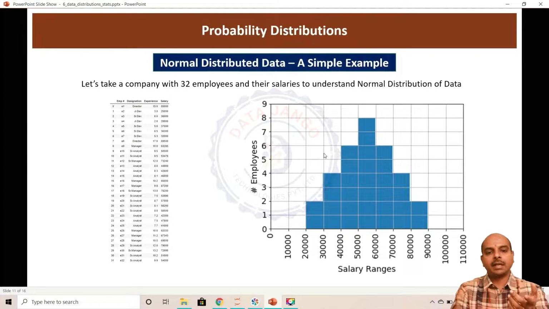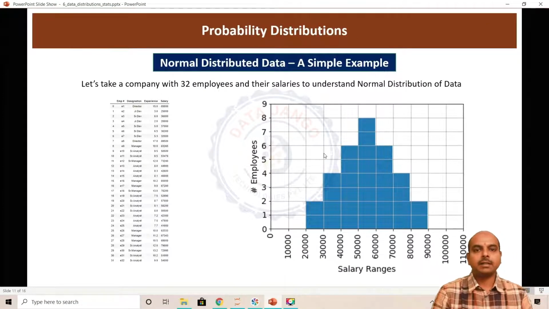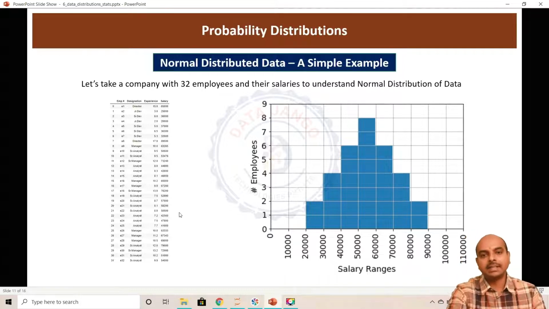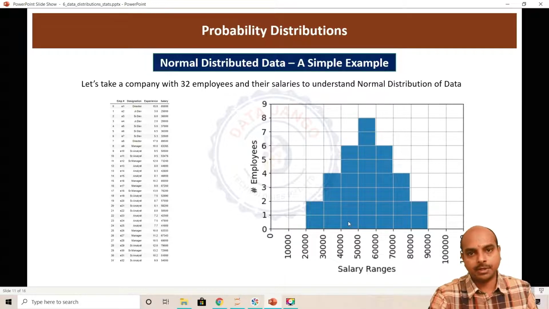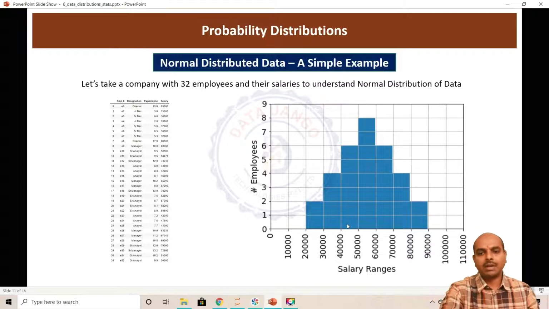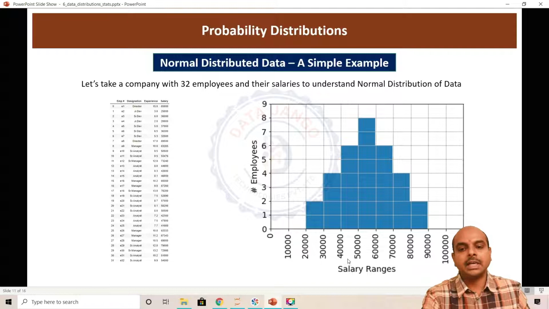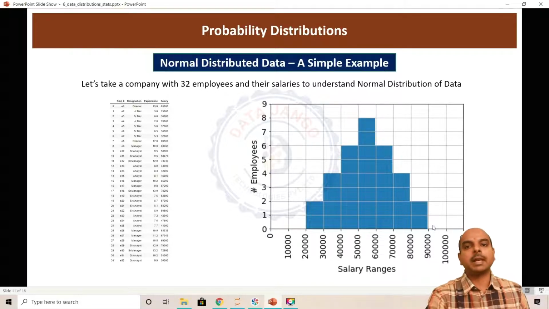So I have taken a company where there are 32 employees with employee IDs, different designations, and the experience levels and salaries. And the salaries of this company are normally distributed. What is normally distributed? When I actually did a histogram, it actually formed a bell curve. If you see, if you connect all these tips, it is forming a bell curve.